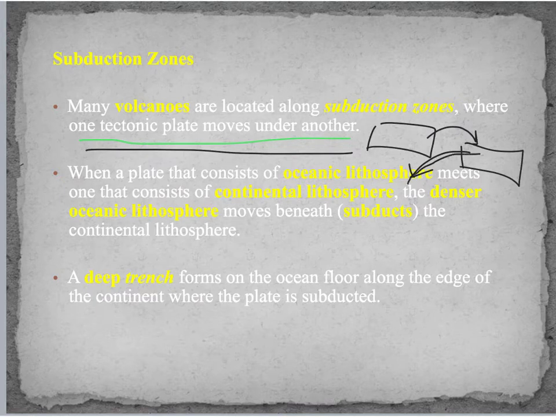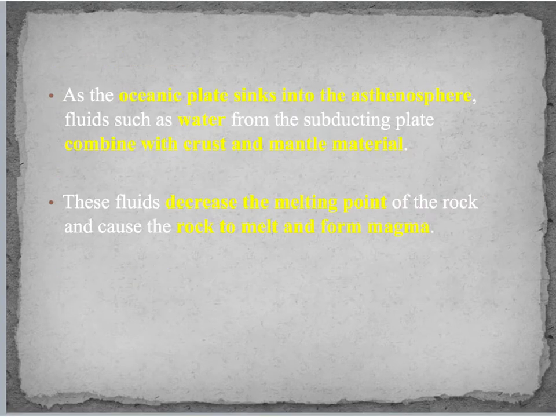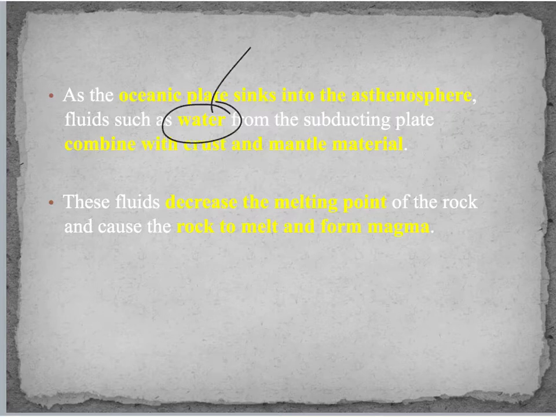So as this subducts, it melts. A deep trench forms. You have like this trench forming right there. There's the trench, okay? The trench forms under the ocean floor along the edge of the continent where the plate is subducted. Okay? So as that oceanic plate sinks into the asthenosphere, fluids such as water from the ocean and maybe subducting under combine with the crust and the mantle material. And remember, what does water do? Well, water decreases that melting point, right? So it speeds up melting.